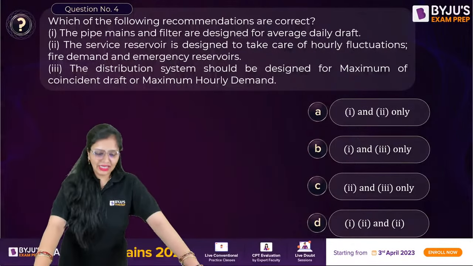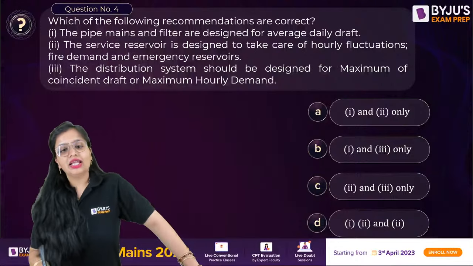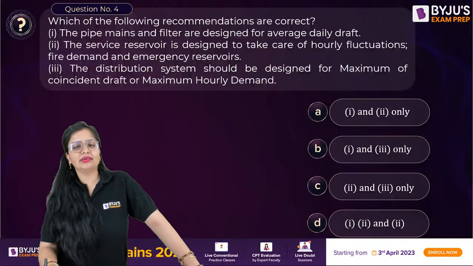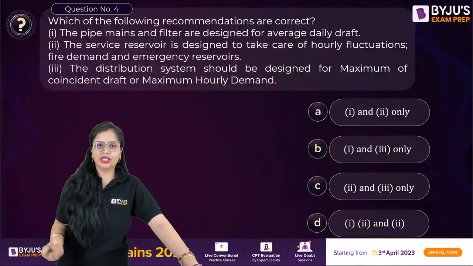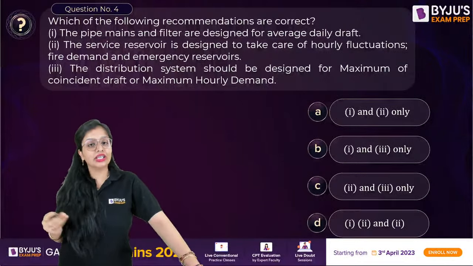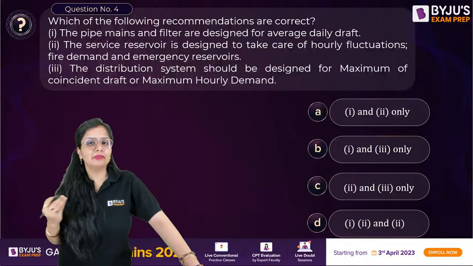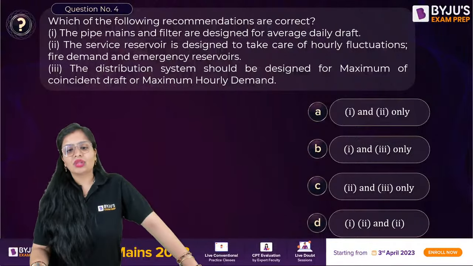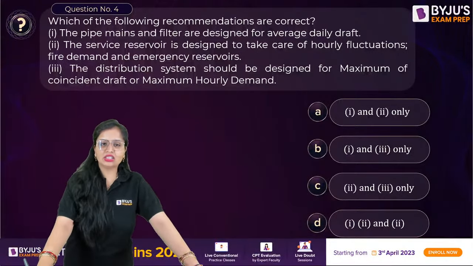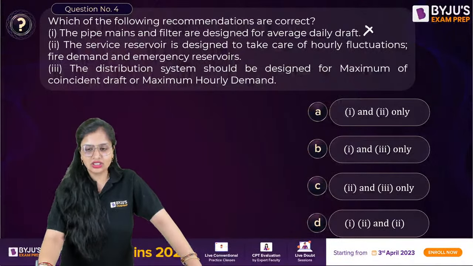The pipe mains, C. Okay, let's check it out. The pipe mains and filters are designed for average daily draft. Average daily draft means that a certain population in one day consumes how much amount of water, that is, what is the demand on daily basis? Now, this is not correct, because always remember the pipe mains and filters are never designed for average daily draft. So this is incorrect.